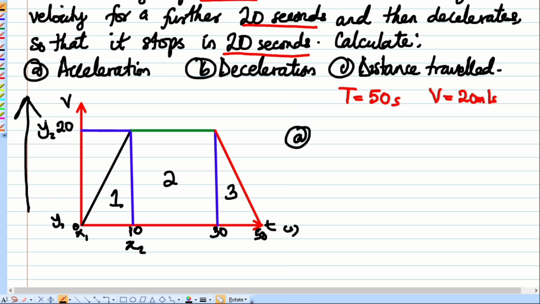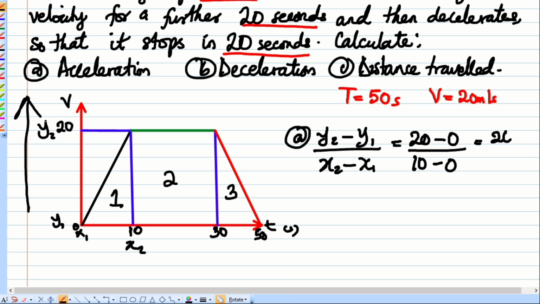So the answer for A: acceleration, remember, is the slope of the velocity-time graph. So it's always y2 minus y1 all over x2 minus x1. So our y2 is 20 minus y1 is 0, divided by x2 is 10 minus x1 is 0. So we have 20 over 10, so our acceleration a is 2 meters per second squared. The value is positive because whenever acceleration is positive, it means that the body is speeding up, provided the velocity is also positive. So our acceleration is positive 2 meters per second squared.